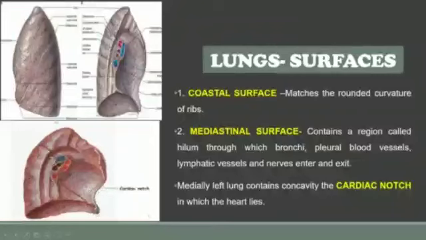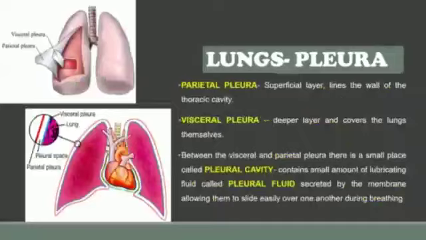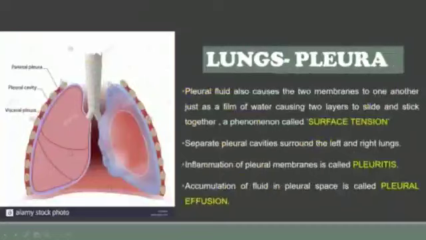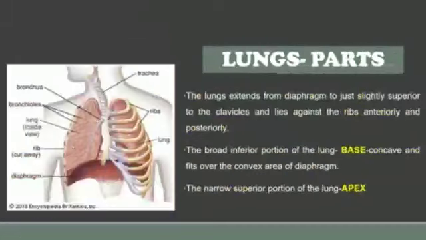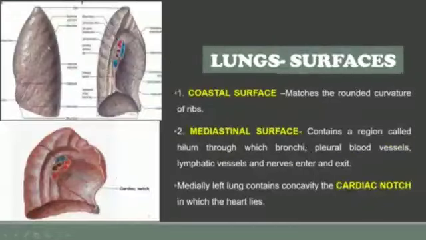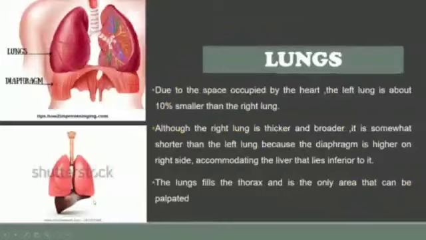So we have learned so far about the lung's structure, then the layers of the lung, then we have learned about pleuritis and pleural effusion. Then we have also learned about the base of the lung and apex of the lung. Then we have learned about the surfaces, that is costal surface and the mediastinal surface. In the mediastinal surface, we have learned about the hilum and also the cardiac notch. Next, we will see much more in detail about the lung.